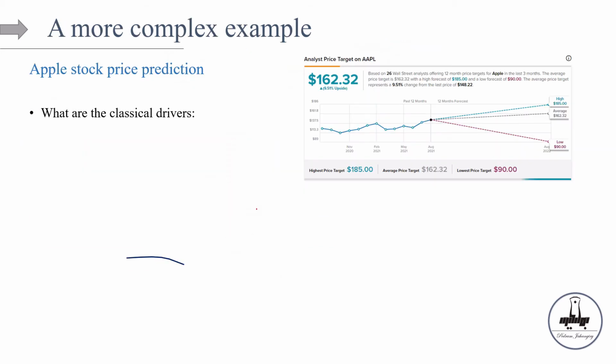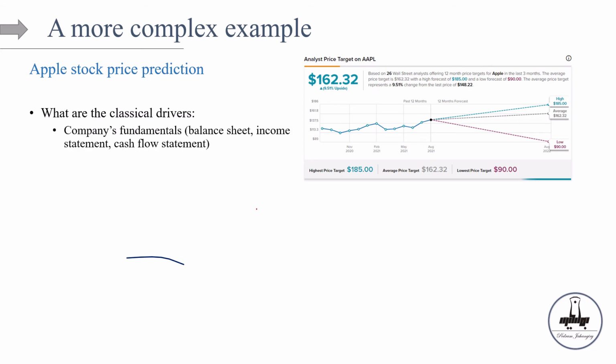Okay, now with the previous slide in mind, let's go over a more complex example, and let's see if we are going to use an econometric model, a machine learning model, or a combination of the two. So let's look at this Apple stock price prediction. This is an example in, let's say, finance. At the end of the day, we want to predict the price of Apple stock going forward.